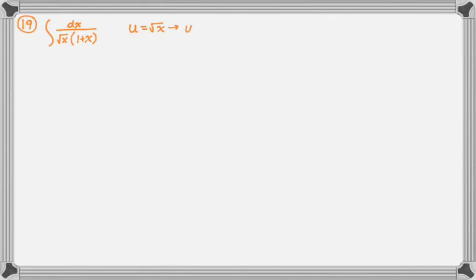So square both sides. And from here, we can definitely get something for dx, right? So it'll be 2u du is dx. And all right, let's do it. Let's substitute. So dx is 2u du.